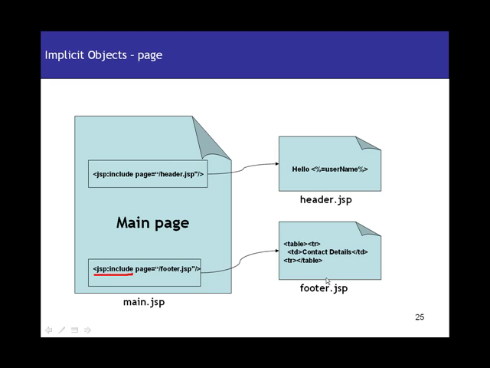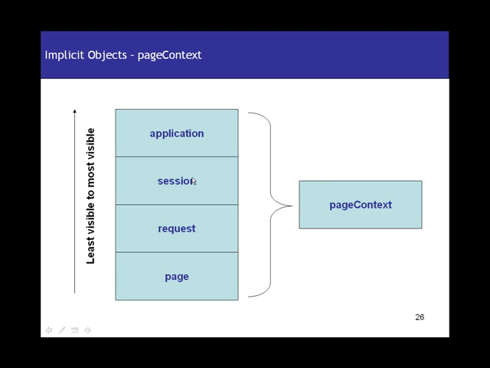So here the header.jsp will have its own page implicit object. The footer.jsp will have its own implicit object, and the rest of the main page will have its own page implicit object, right? And you needn't worry much about the page objects, because I don't think you would rarely use the page objects in JSPs, okay?